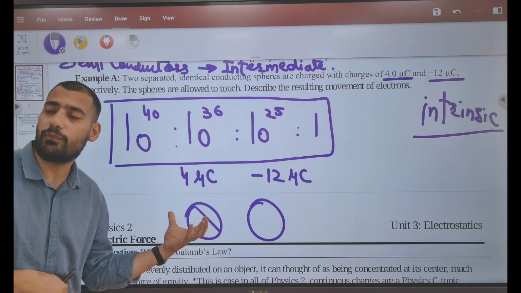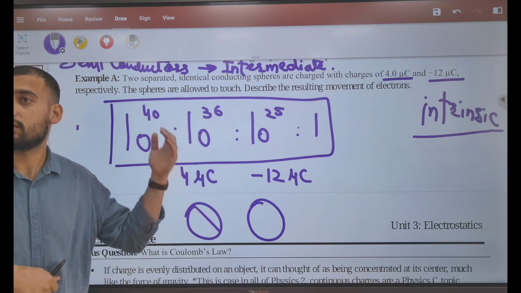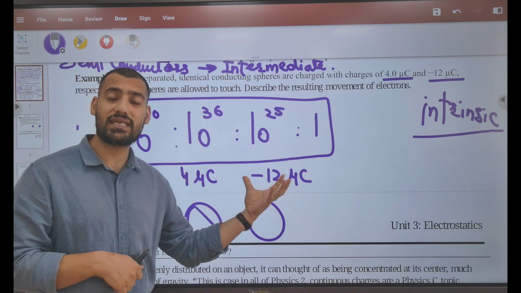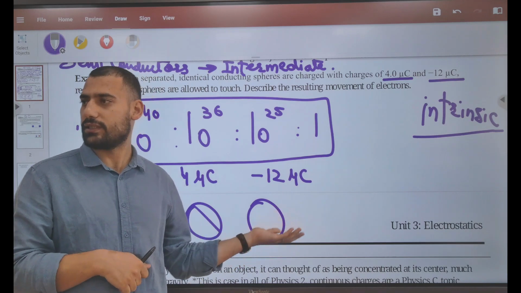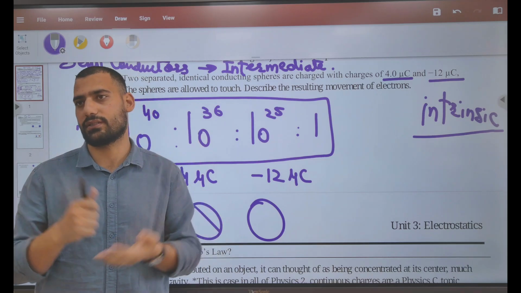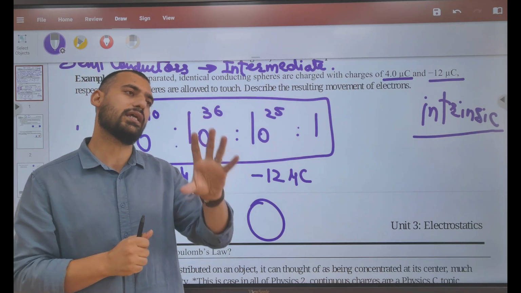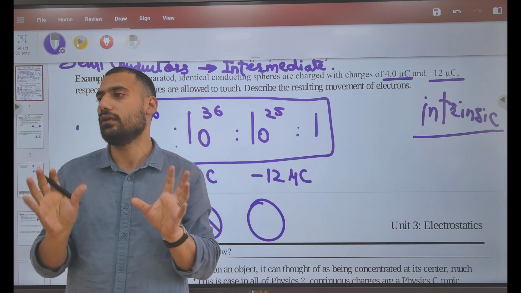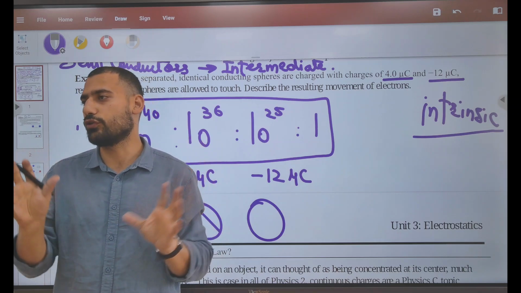Why does this body have positive 4? Because it has lost 4, isn't it? That's why it is positive. And this body has gained negative 12. That's why it is negative, right? So what will happen is charge sharing will take place. Now charge sharing will take place in such a way that, because these two bodies are symmetric, they are identical, they will keep the same charge, both of them.